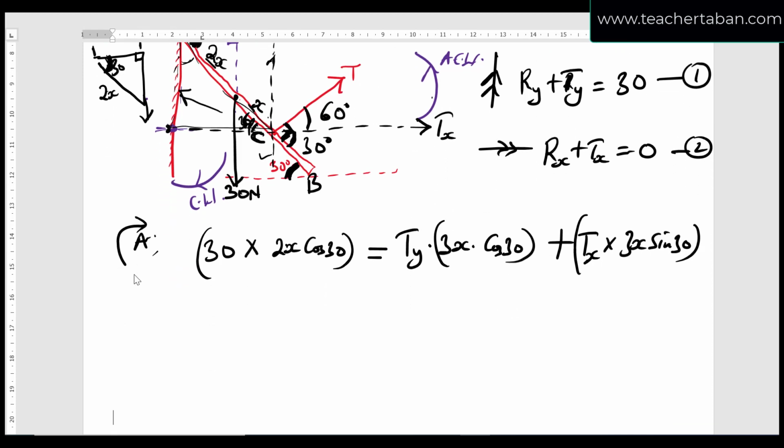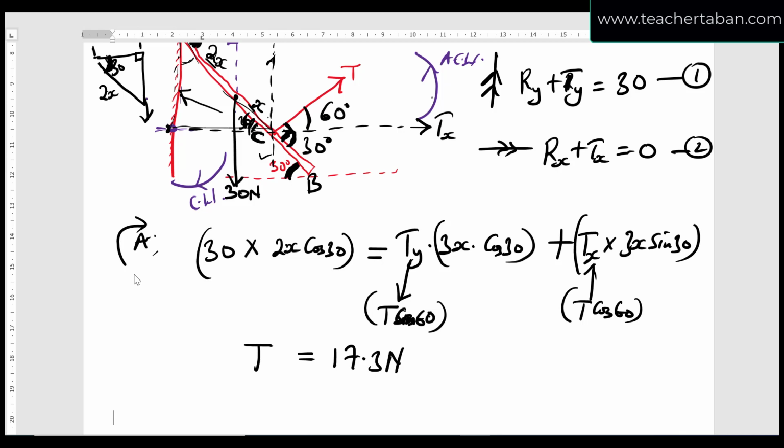So when you simplify everything here, we shall simply be having, and remember that this Ty is the same as T sine of 60, and Tx is T cos of 60. So when you substitute for the Tx and Ty, we shall be ending up with one unknown, which is the capital T. And solving this will give us our T as equaling to 17.3 newtons. Please pause the video, try this one out and see whether you get this.